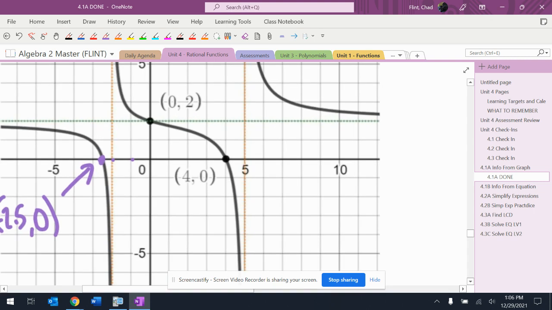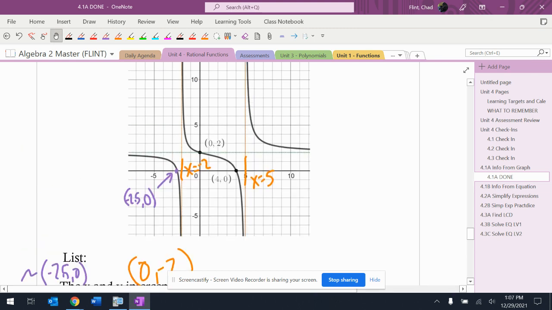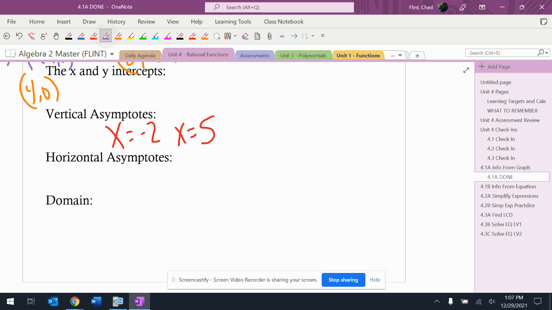Vertical asymptotes are happening here at x equals 5 and here at x equals negative 2. All right, so x equals 5 and x equals negative 2, my vertical asymptotes. And my horizontal asymptote is at y equals 2 again. It seems to be happening at y equals 2 a lot. All right, y equals 2.